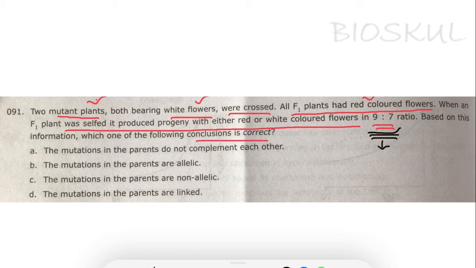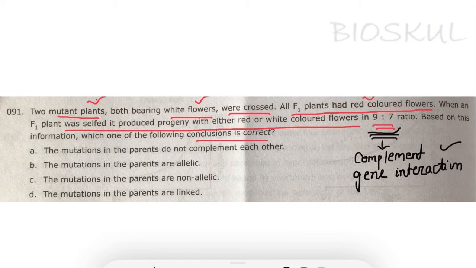By looking at the ratio, we can easily conclude that this is a type of complementary gene interaction, right? In complementary gene interaction, the phenotypic ratio is 9:7. I do have a video on complementary gene interaction where I have explained the definition and an example, so please go through that video. The mutant plants, both bearing white color flowers, were crossed. From here we conclude that this is a type of complementary gene interaction.